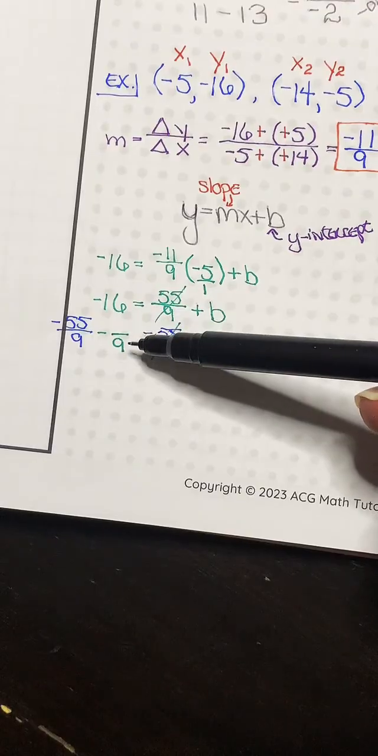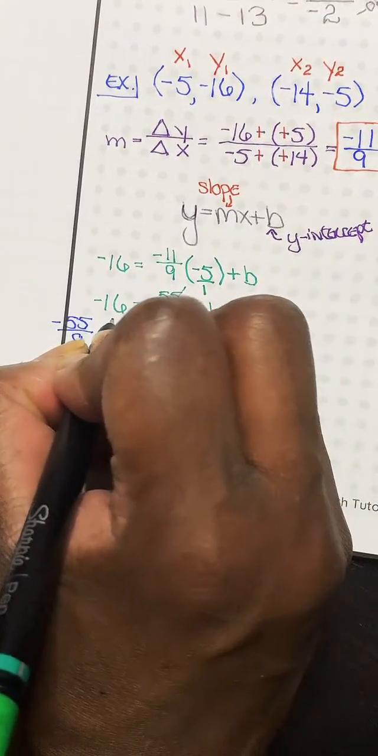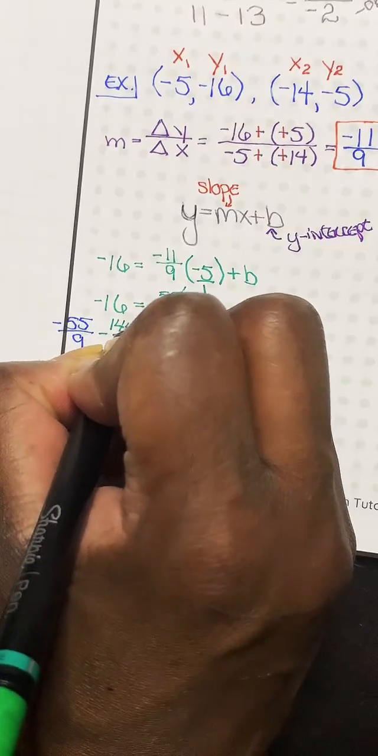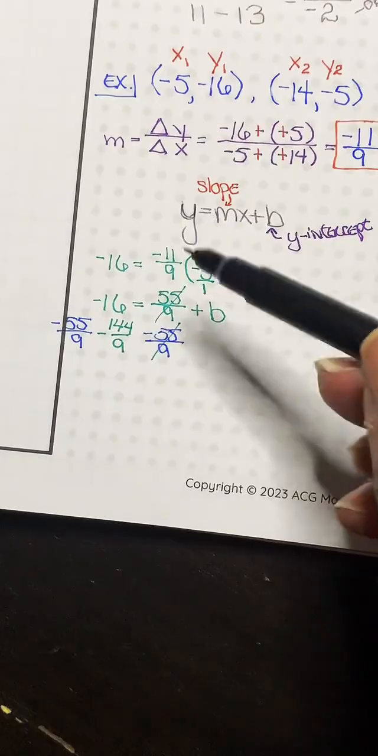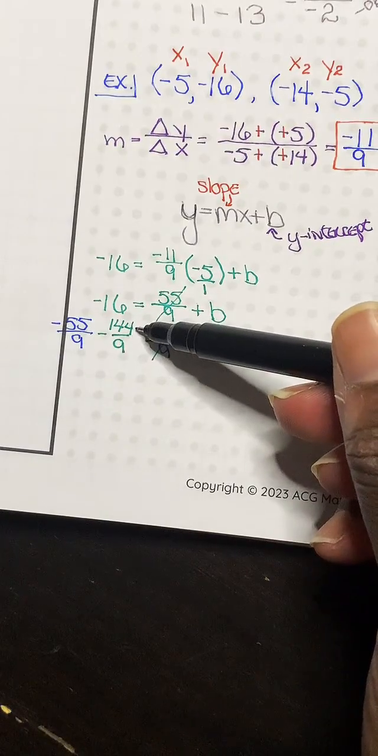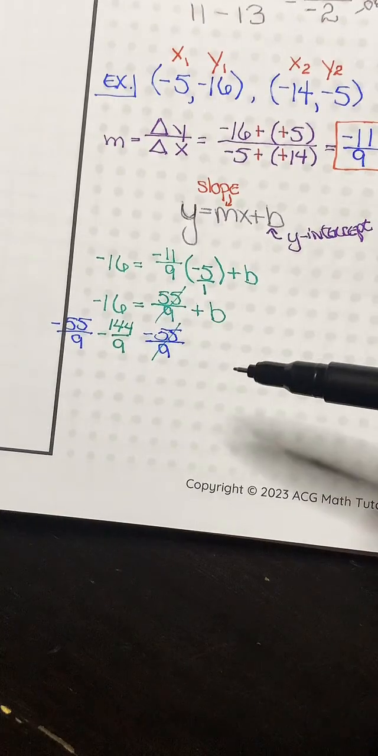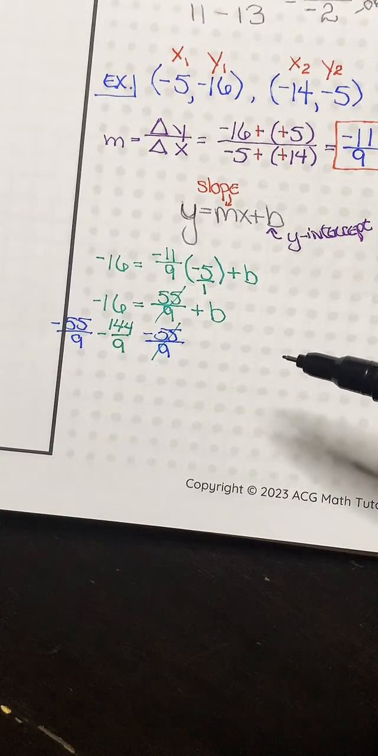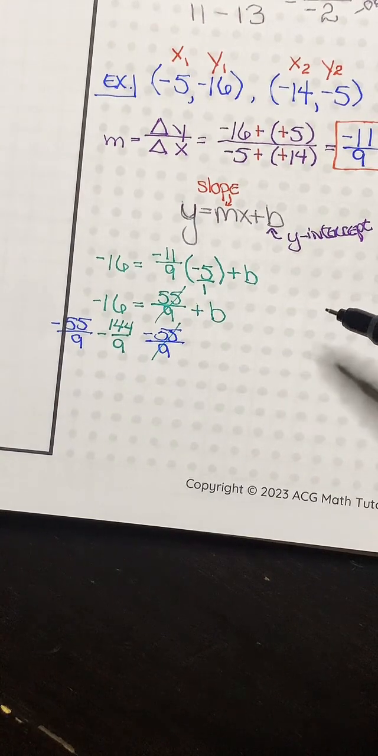And 16 times 9, thank you, Michael, gives me 144. So if I think of it in reverse, 144 divided by 9 will give me my 16. Okay, good. Thank you. So we're not cross-multiplying. We're going to be solving.